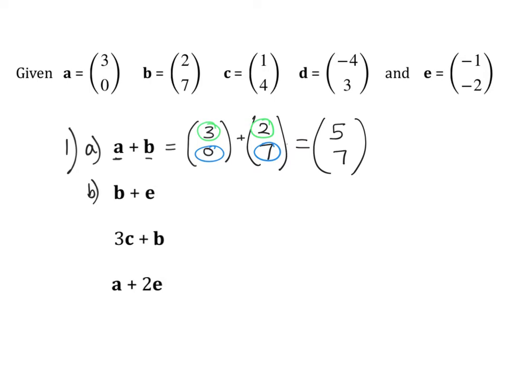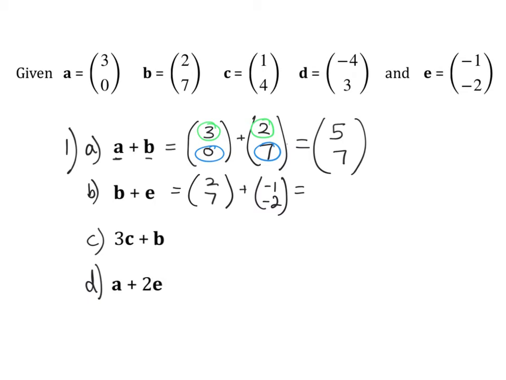Pause the video and have a go at B. I'm going to go through the answers, make sure you've tried it. Vector B is up here. It's 2, 7. Vector E is here. -1, -2. Then I'm going to add them together.